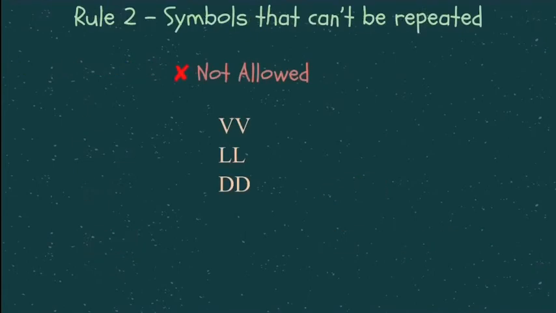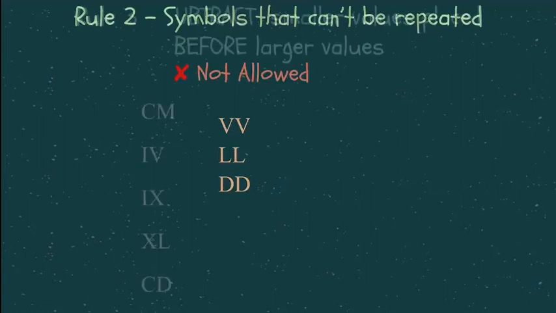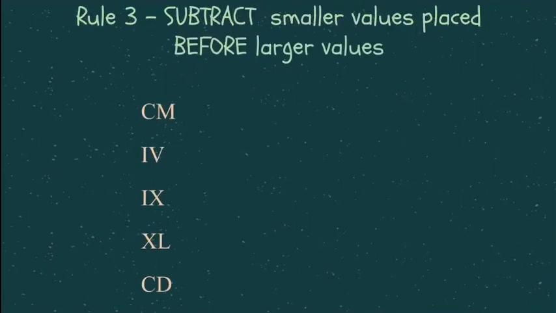Next we'll see rule number 2. This rule says that we cannot have some symbols repeated. Those are V, L and D symbols.